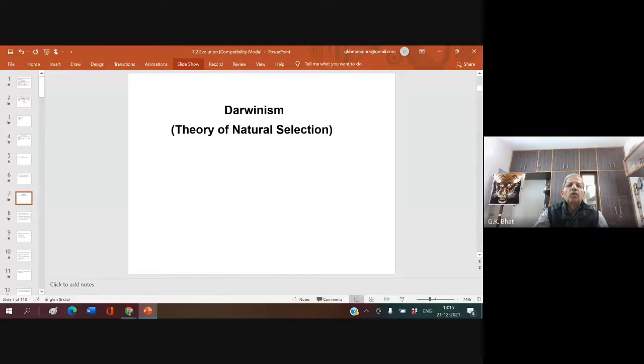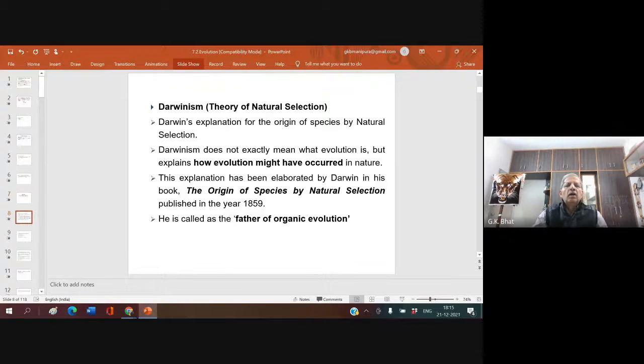We shall see a little bit about Darwinism, the theory of natural selection. Right? And later, if time permits, I will tell about Lamarckism a little bit more, or some additional points. Darwinism is also known as the theory of natural selection. Right? Whatever I'm explaining now is not given in the NCERT book.